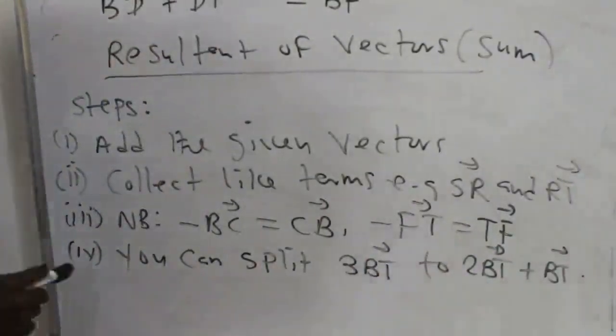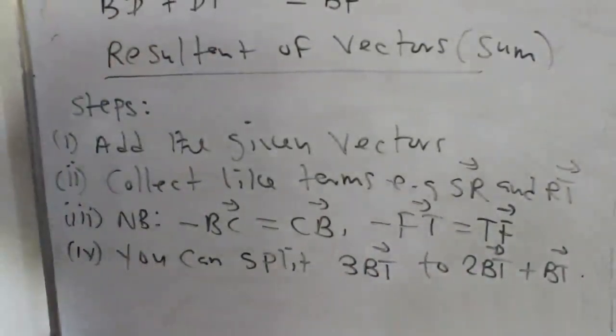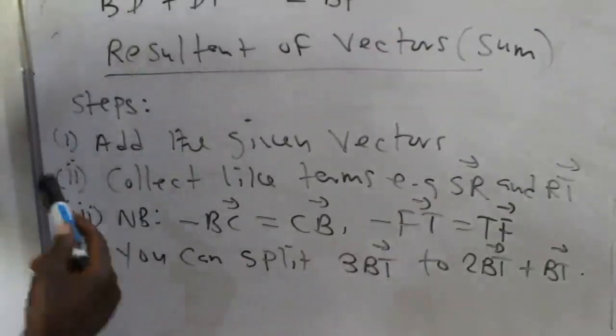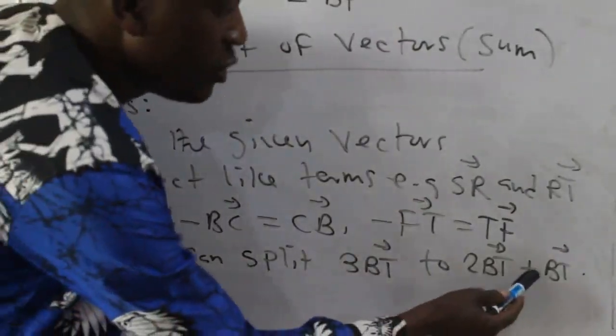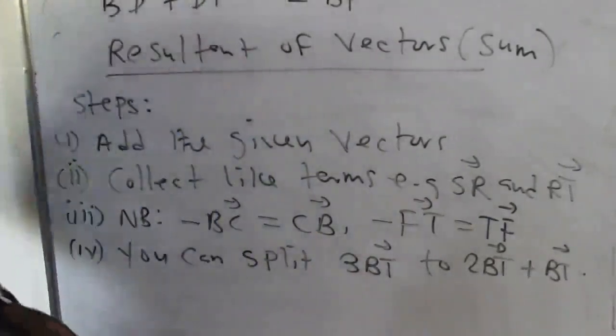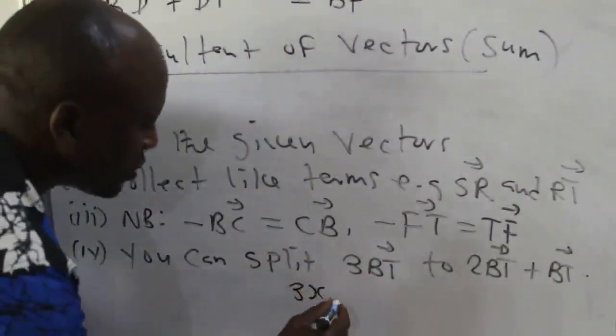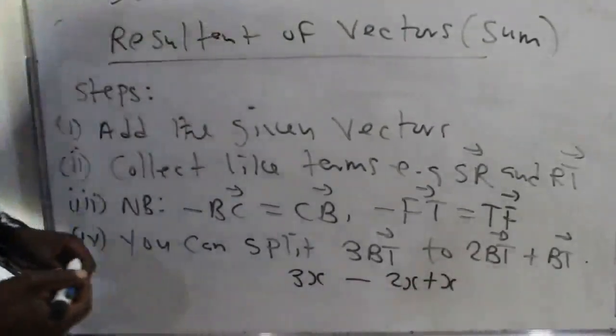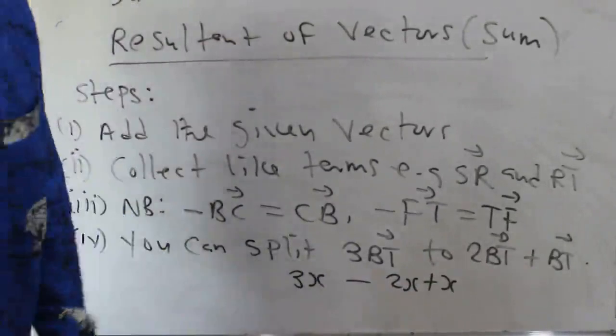Fourth, there are situations where you can split. In this case, I have 3BT. I can split it into 2BT plus BT. It's just like if you have 3x, you can split it into 2x plus x. That is what I'm trying to explain.